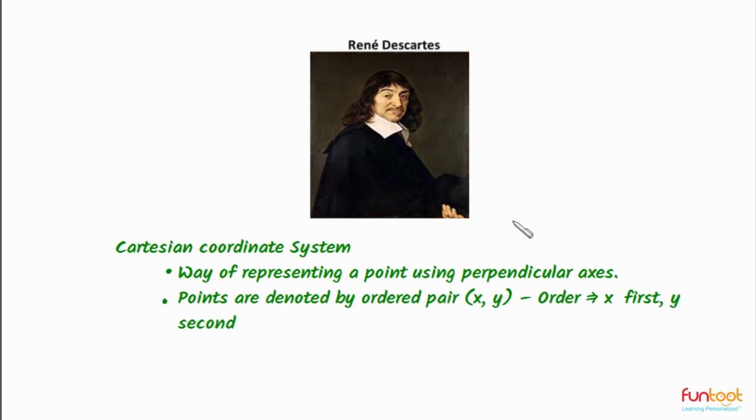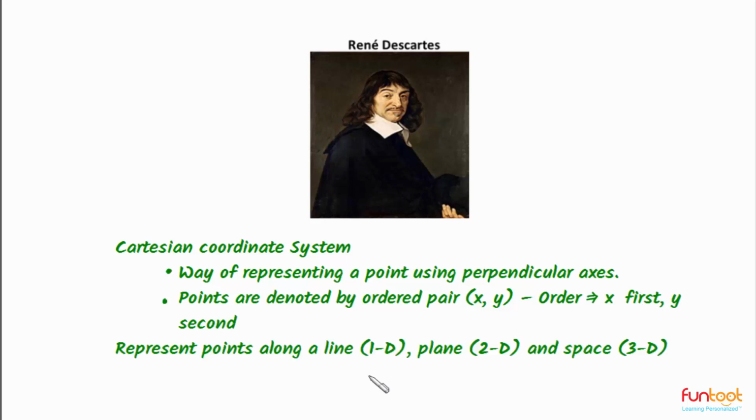So in this video, we learnt about Cartesian coordinate system. We saw this is a system of representing a point using perpendicular axes. Points are denoted by ordered pair (x, y). Order means x first and y second. We can represent points along a line in one dimension, along a plane in two dimensions, and along a space in three dimensions.